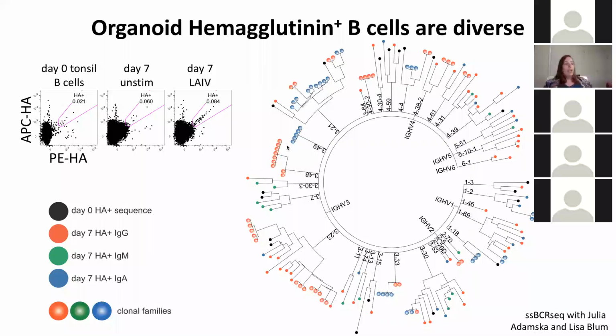Then we looked again on day 7 and see a few clonal expansions, as shown by these open circles here. They also have multiple isotype usage, so we see some examples of IgG, IgM, and IgA. But the overall message here is that the response is quite diverse. The V genes being used are quite diverse, and so that suggests that we're not just expanding a small population of pre-existing cells, but that we actually have a diversifying response.